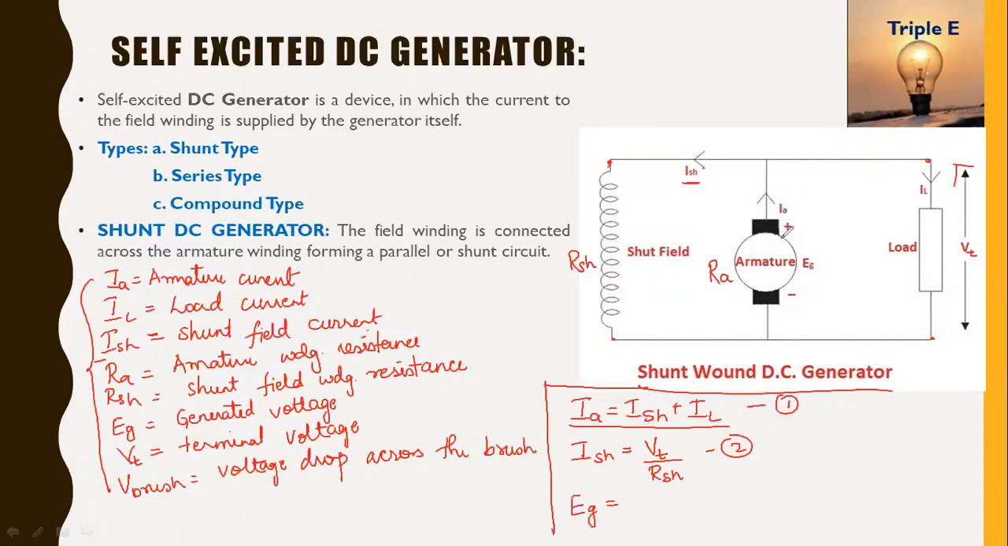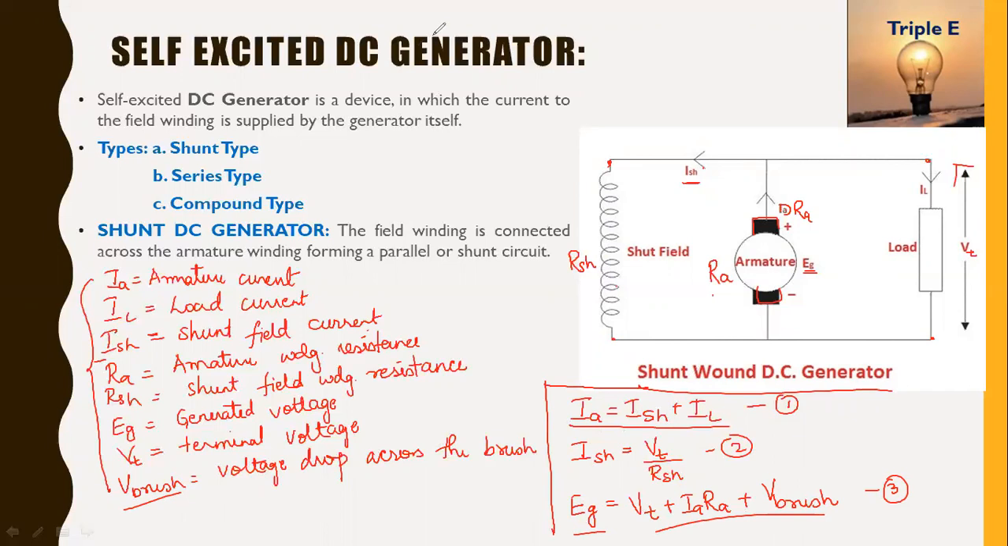In the previous video I told you that the EG voltage is going to supply the voltage to the load. That means it equals the terminal voltage, plus it takes care of the drop in the armature, which is IA into RA drop, plus the drop in the brushes, that is V brush drop. So this is equation number 3, in terms of generated voltage: EG equals VT plus IARA plus V brush. These are the 3 equations related to the shunt type of DC generator.